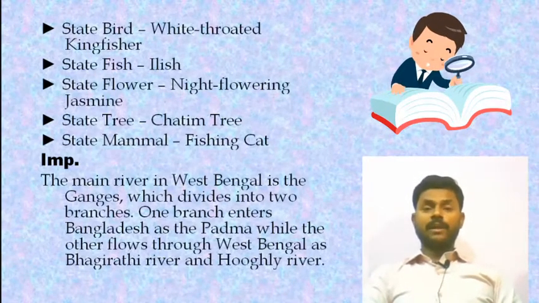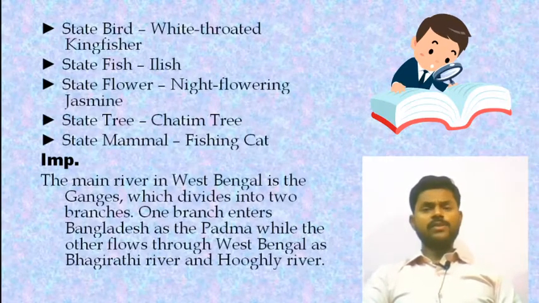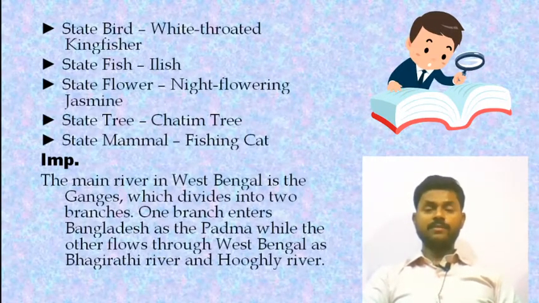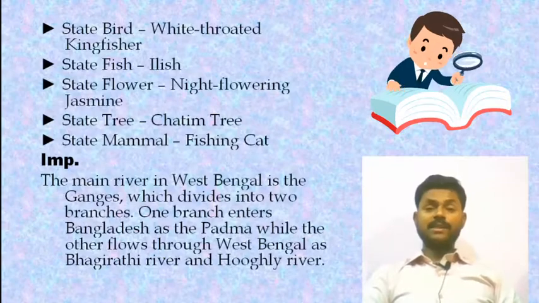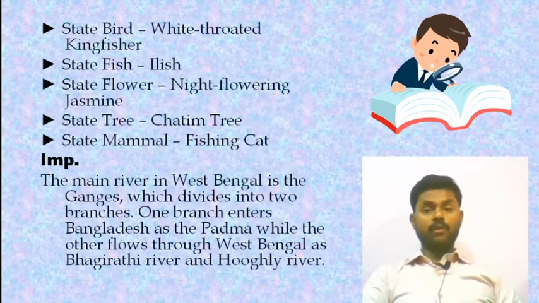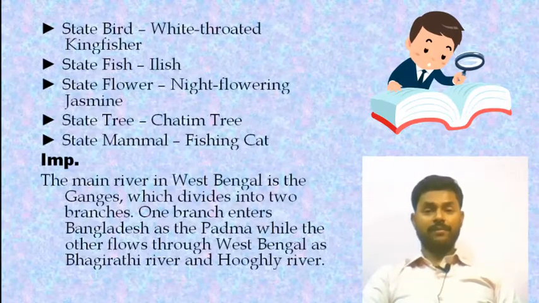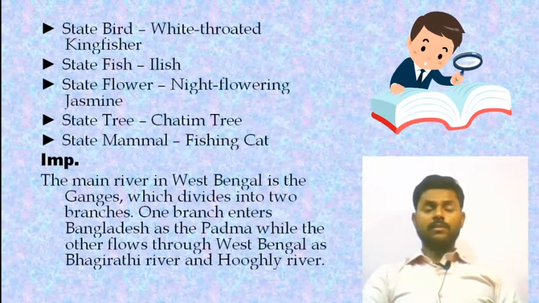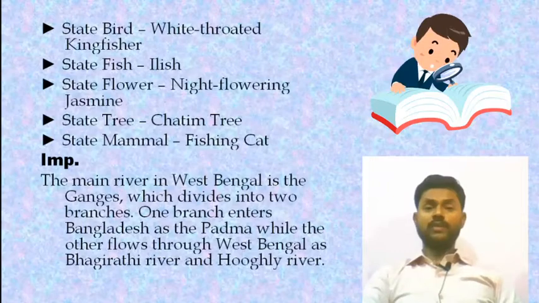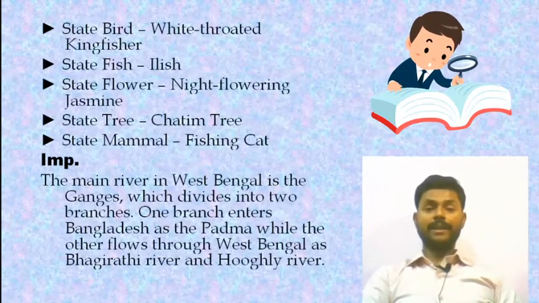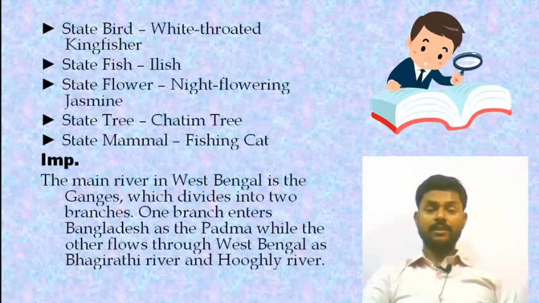Once again, know about this carefully. The main river in West Bengal is the Ganges, which divides into two branches. It means Ganga divides into two branches, and one branch enters Bangladesh with the name of Padma River, while the other branch flows through West Bengal with the name of Bhagirathi River and Hooghly River.